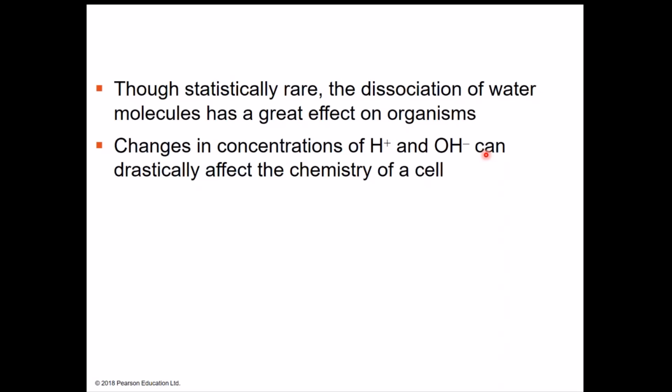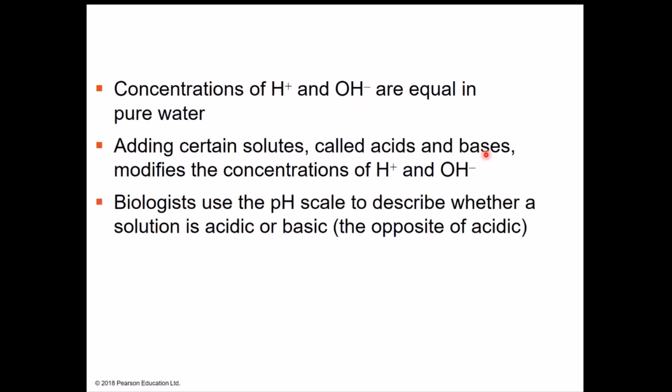The dissociation of water molecules has a great effect on organisms. Changes in the concentration of hydrogen ion can drastically affect the chemistry of a cell. The concentrations of these two ions are equal in pure water, and adding certain solutes called acids and bases modifies the hydroxide ion and hydrogen ion concentrations. Biologists use the pH scale to describe whether a solution is acidic or basic, the opposite of acidic being the base.